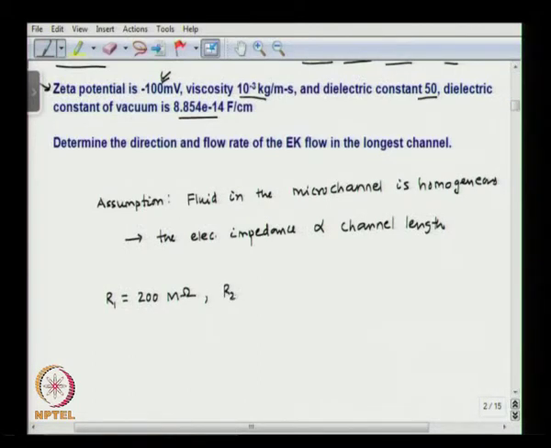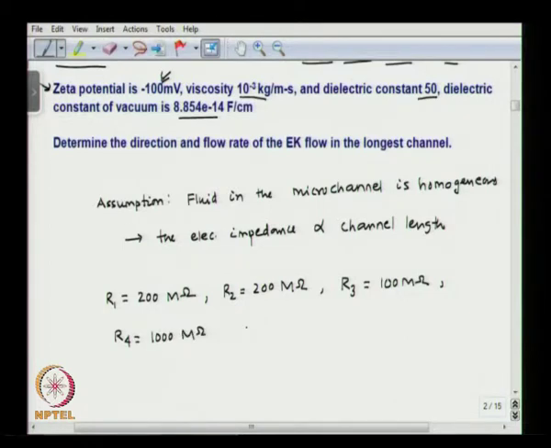So R2 will be 200 mega ohm and R3 will be 100 mega ohm and R4 will be 1000 mega ohm.